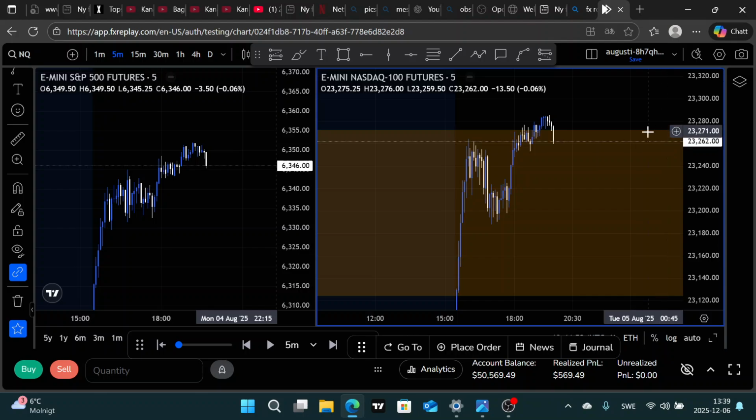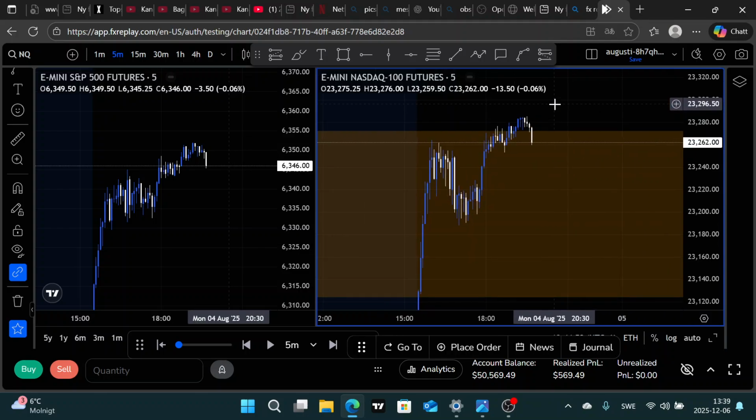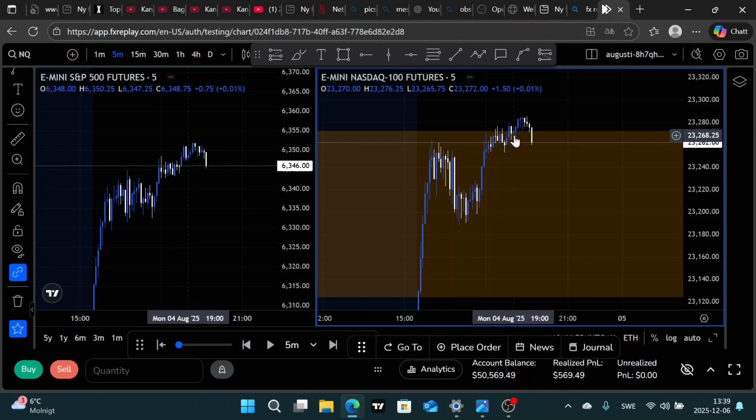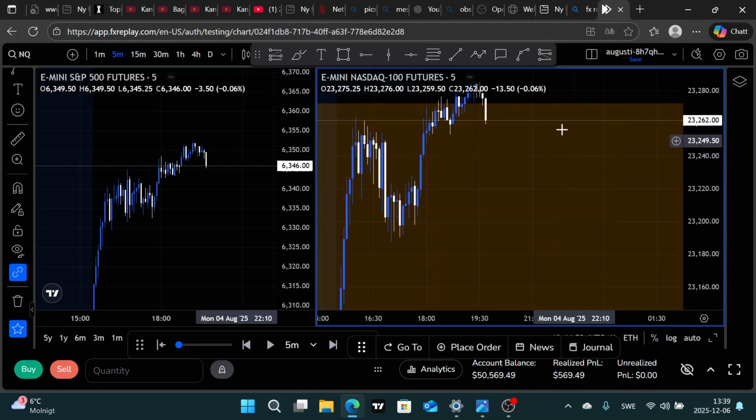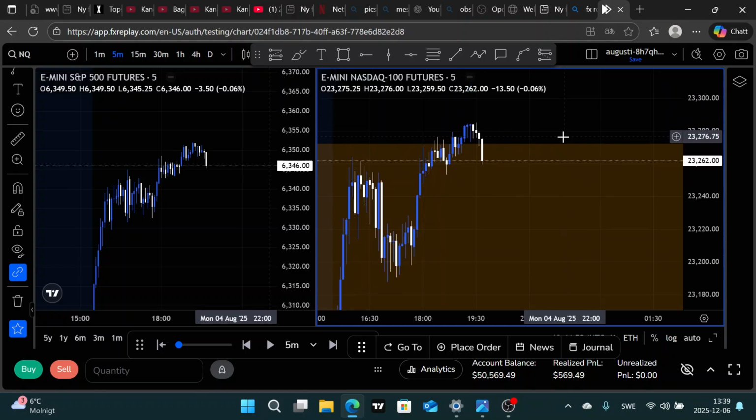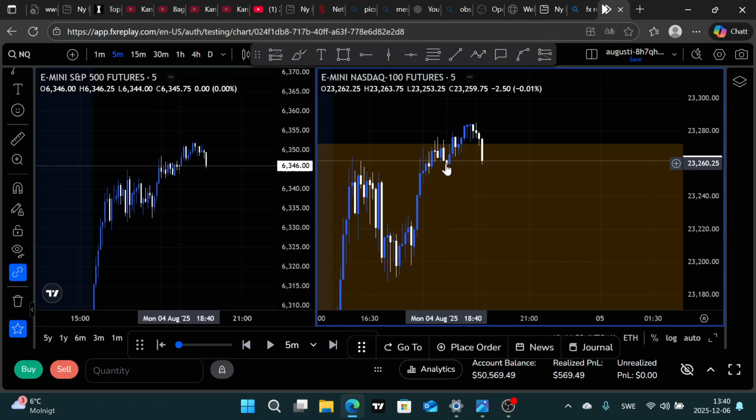Here we have the change in state right here, the last up close candle before the move, or the last down close candle before the move. So I'm waiting for this change in state in 5 minutes to be filled, and it needs to close right here. Here I will go short.